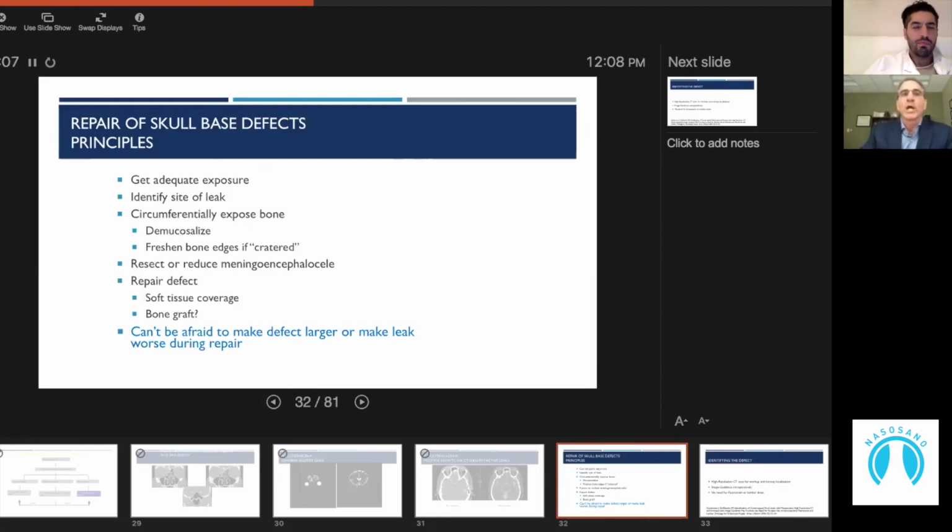No matter where we're repairing the defect, there are common principles, and these really need to be paid attention to. First, we need to get adequate exposure. If we can't get to the leak, we can't fix it. We need to then identify the site of the leak and circumferentially expose the bone defect. We need to take all the mucosa from over and around the bone defect. If the bone edges are cratered, meaning that they're not flat, and this happens with long-standing defects, especially meningoceles and meningoencephaloceles, we need to flatten those edges to provide a good bed for grafting. We then want to resect or reduce the meningoencephalocele and then repair the defect. And we'll talk a lot about repairing the defect.